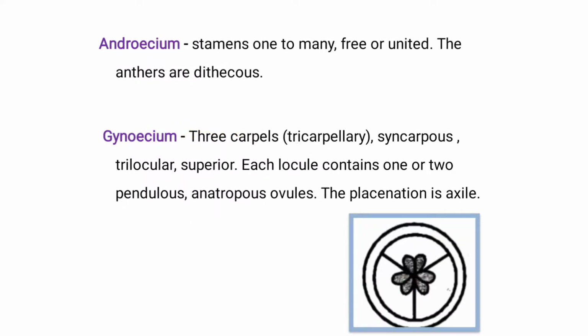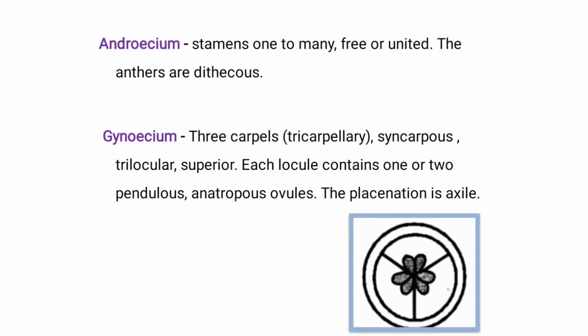Then the androecium. In this, the stamens are one to many. It means there is much variation in the stamens. They are either free or fused together, and the anthers are dithecous. It means two lobes are present. Then the gynoecium. In this, three carpels are present, known as tricarpellary. Then the ovary is syncarpous. It means they are fused together.